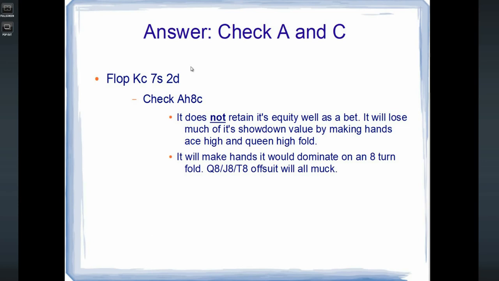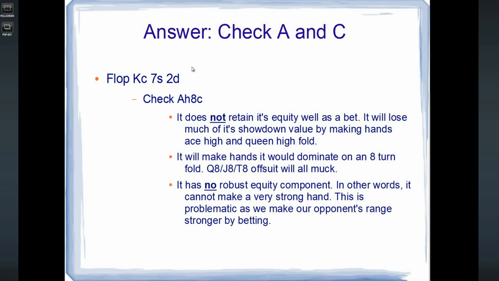So yeah, it will make hands it dominates fold on an 8 turn, like we make queen-8 fold, we make jack-8 fold, we make 10-8 fold. And as I already mentioned, if our opponent does fold ace-3, ace-4, and ace-5 on the flop, those are also hands that, if we were to turn an ace, we would have them outkicked, we'd have them dominated. And we might make those fold on the flop as well.